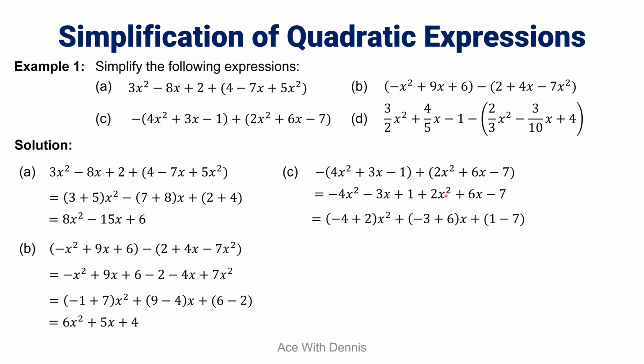So the next step, combine the like terms. For the x squared term, we have minus 4 plus 2. For the x term, we have minus 3 plus 6. And for the constant term, 1 minus 7. Hence, the answer is negative 2x squared plus 3x minus 6.